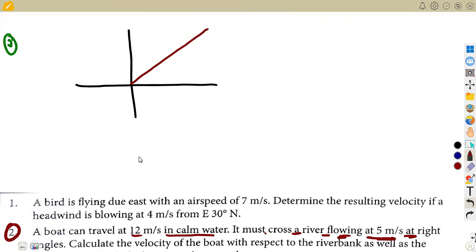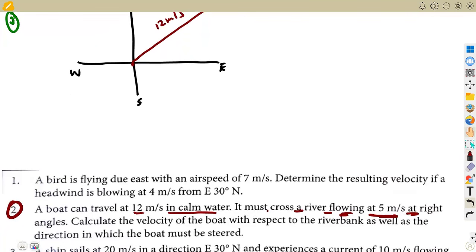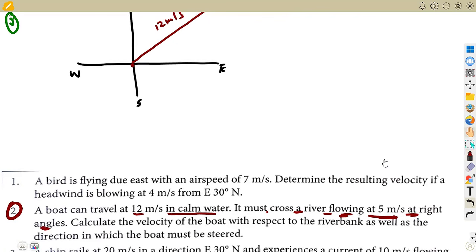This is what we have for the boat, which is moving at 12 meters per second. Still or calm conditions, that's how you present it, okay? So this is your north, your east here, south and west, no problem. Then they are saying it must cross a river flowing at 5 meters per second at right angles.